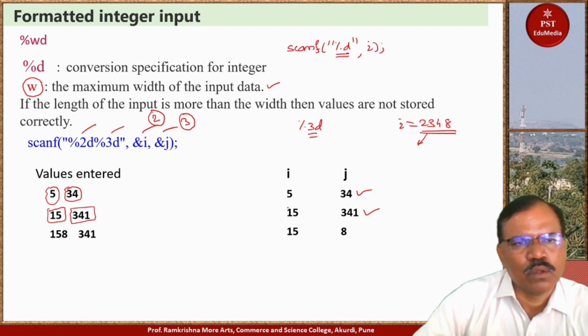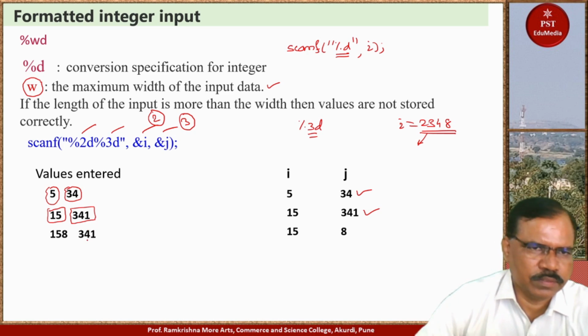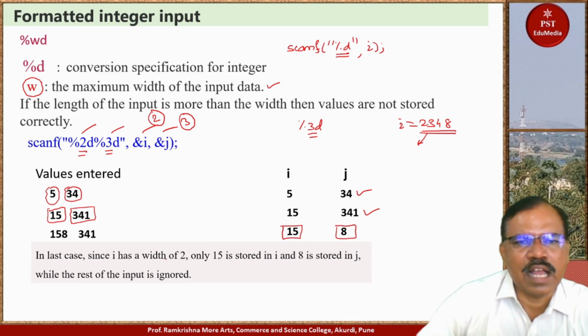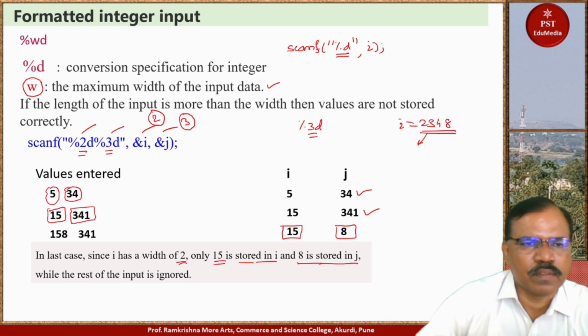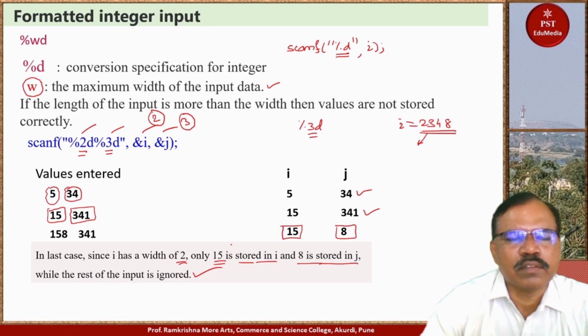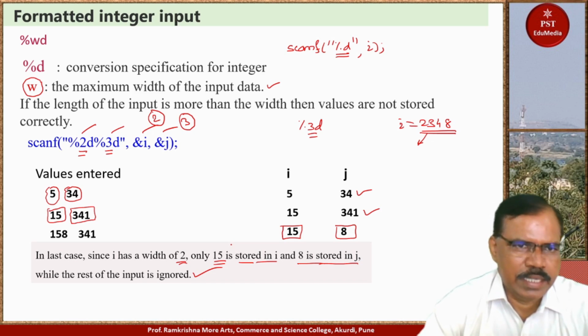But if we take this one, 158 and 341. Now for i the width is 2, for j the width is 3. But the given number for i is 158, a 3-digit number, and j is also a 3-digit number. What happens in this case? 15 will be stored at the memory location of i, and 8 is stored at the memory location of j, and the remaining is ignored. In the last case, since i has a width of 2, only 15 is stored in i, and 8 is stored in j, while the rest of the input is ignored. So while specifying width for inputs, you have to take this care.